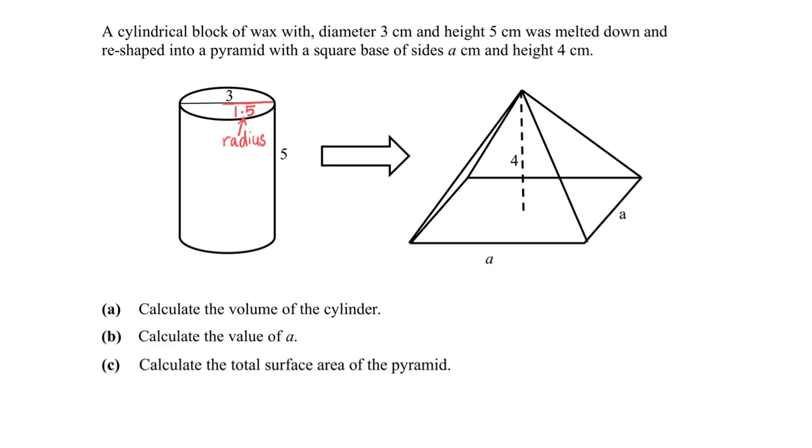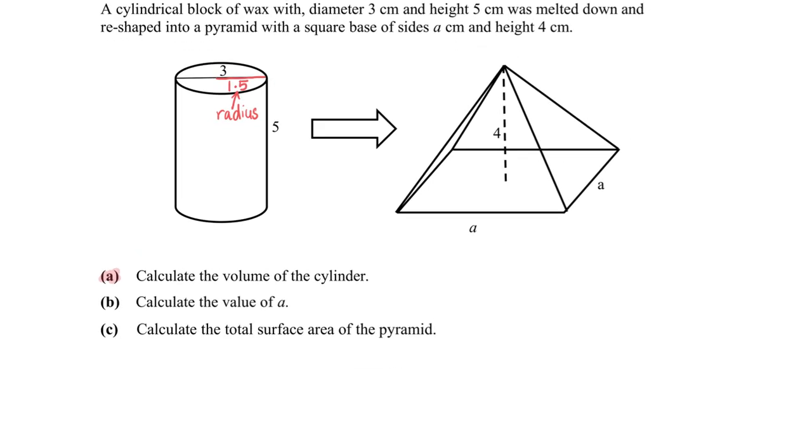Square base A cm, height is 4 cm. Calculate the volume of the cylinder. Part A is pretty straightforward. Please remember, for part A, the volume of a cylinder is simply the base area times the height, and the base area is actually pi r square, a circle. Height is 5 cm.